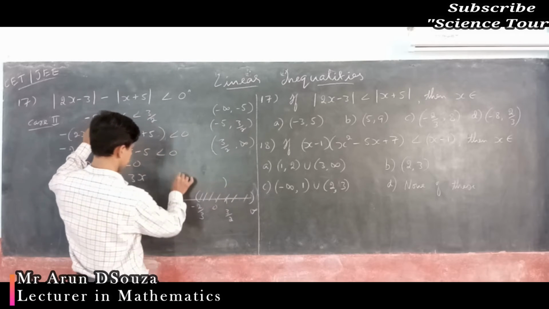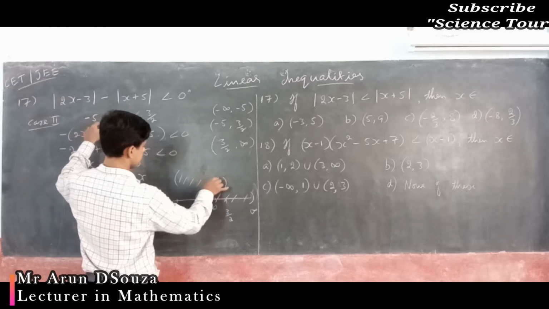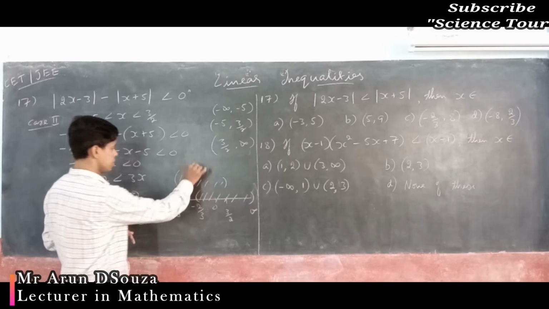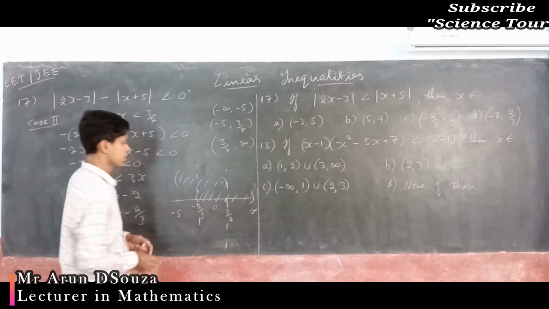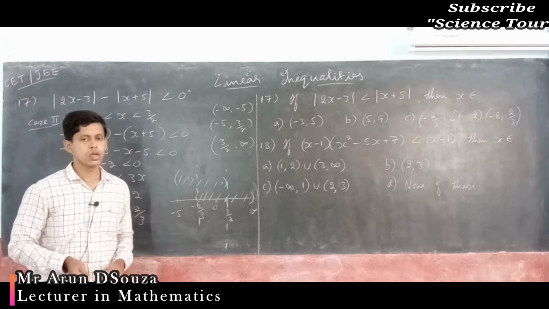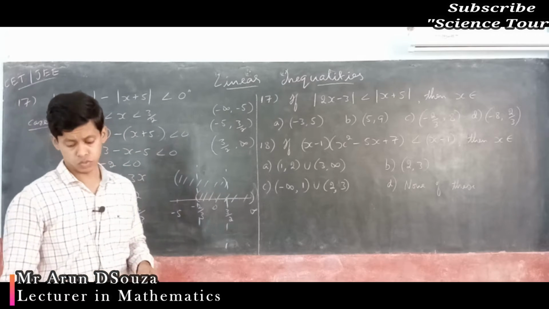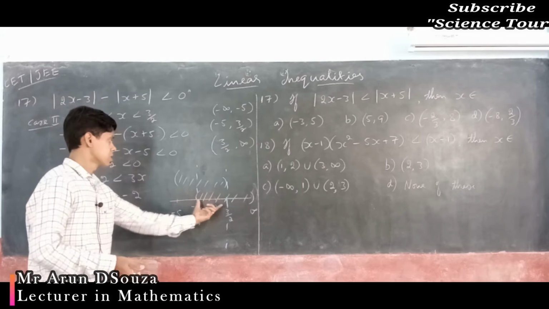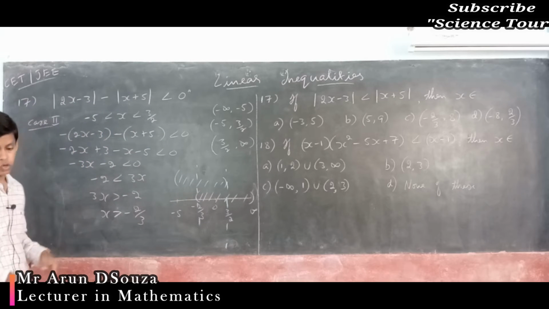Alright. So, that is the other region. So, what is the common region? Yes, the common region is between minus 2 by 3 and 3 by 2. Okay. So, that is the common region. Therefore, we get a solution in the second case.